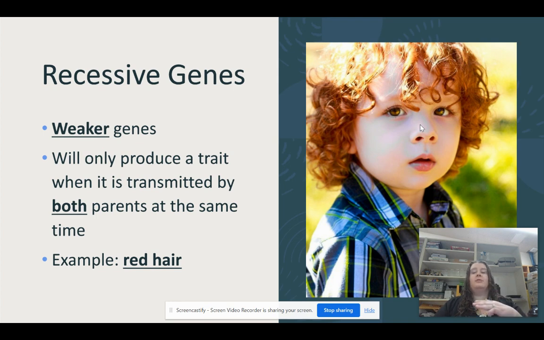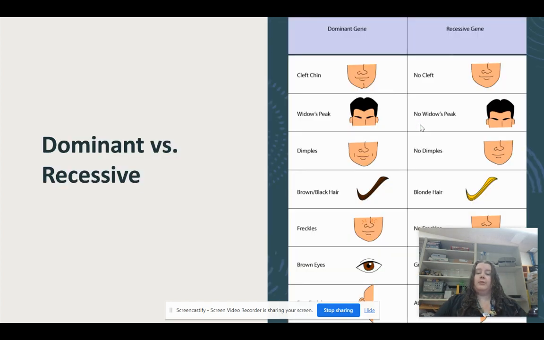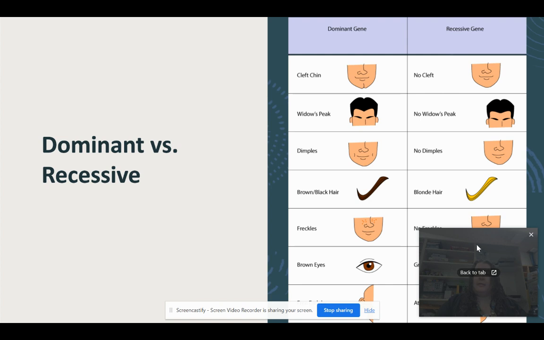Recessive genes. Recessive genes are weaker genes. They will only produce a trait when it is transmitted by both parents at the same time. An example is red hair. Red hair is a recessive gene and a recessive trait. So here's why this is important. You have dominant and recessive genes.